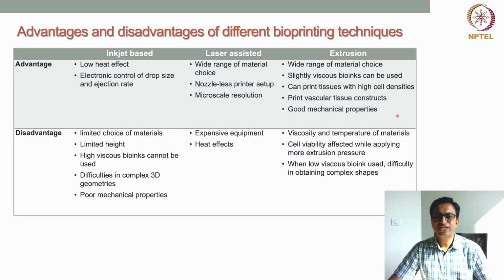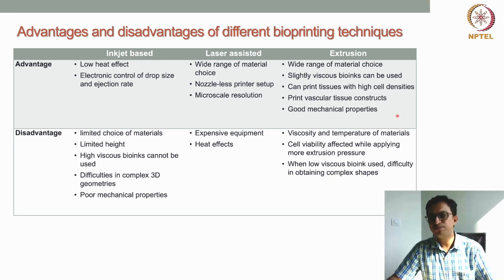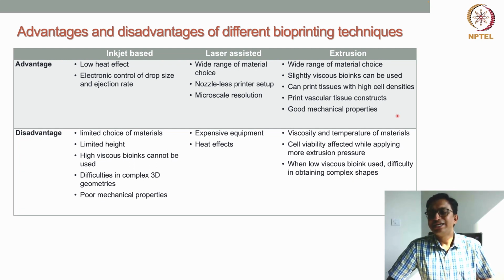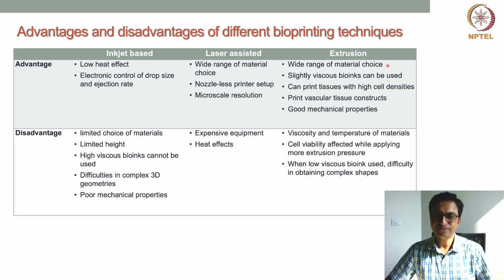In case of extrusion, again, wide range of material choice. So we can use any type of material. The only thing is we have a low to moderate or very high viscosity range. In case of extrusion printing, we can use various ranges of viscosities, so various types of materials can be used. But when you are using it for bioprinting, please remember we need to use materials that are aqueous based, because we also incorporate cells within this bioink. So that is one important thing to remember.